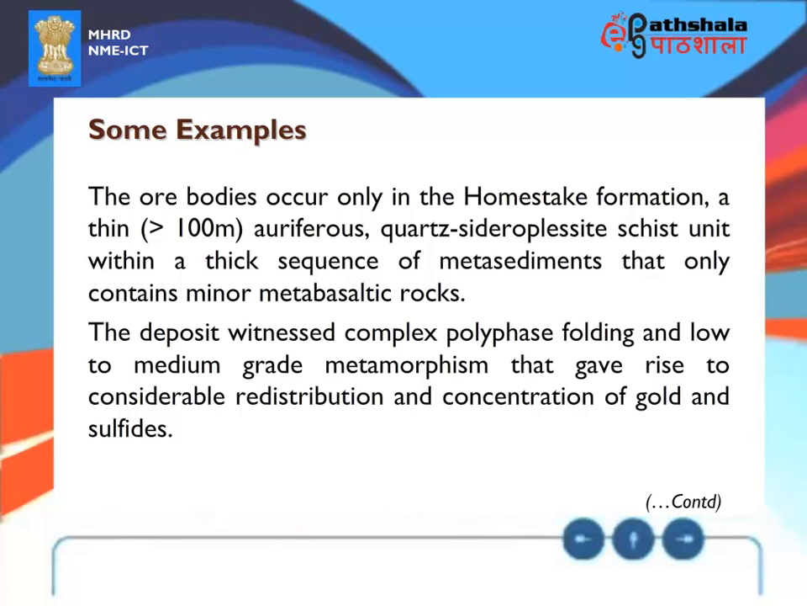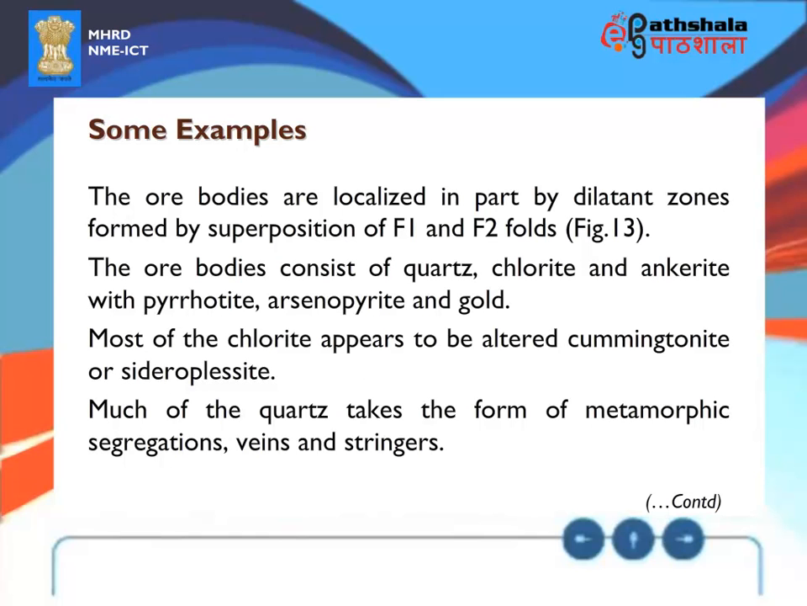of gold and sulfides. The ore bodies are localized in part by dilatant zones formed by superposition of F1 and F2 folds, figure 13. The ore bodies consist of quartz, chlorite, and ankerite with pyrrhotite, arsenopyrite, and gold. Most of the chlorite appears to be altered cummingtonite or siderite. Much of the quartz takes the form of metamorphic segregations, veins, and stringers.